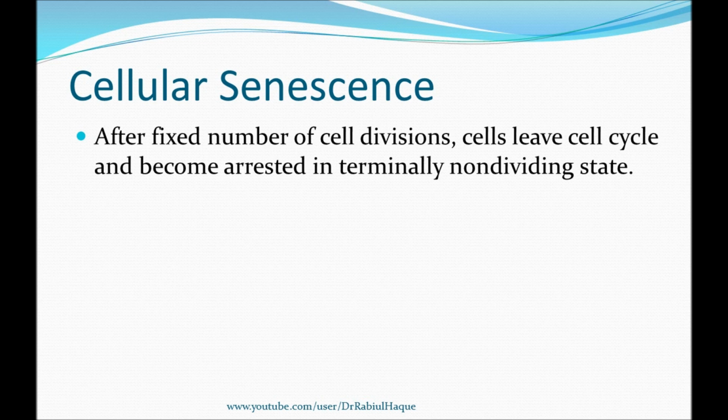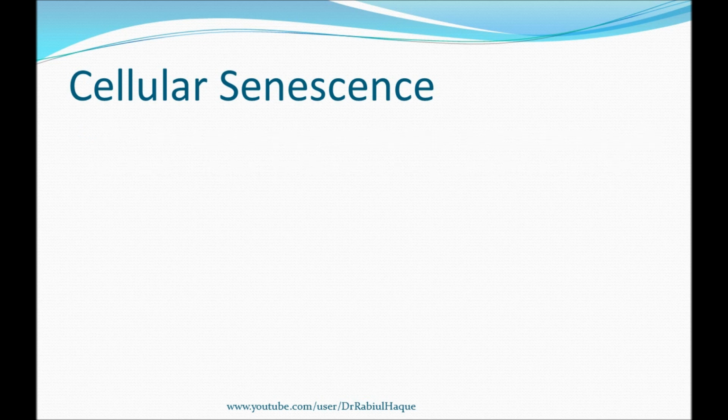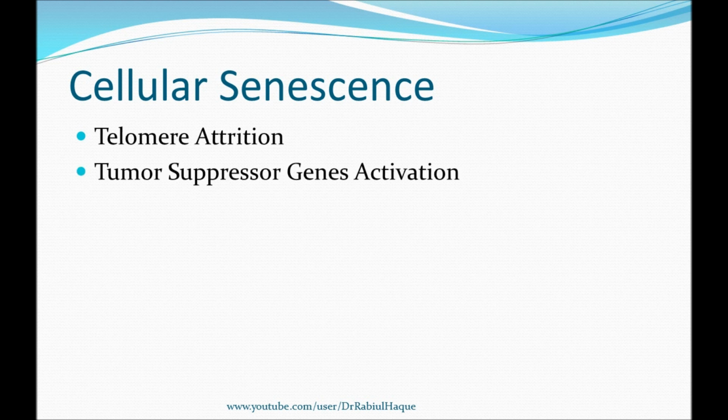So why will this occur? In your textbook you will see that there are two mechanisms that can cause cellular senescence. One of them is telomere attrition, or shortening of the telomere, and the second mechanism of cellular senescence is activating certain tumor suppressor genes. So we will now talk about these two mechanisms briefly.